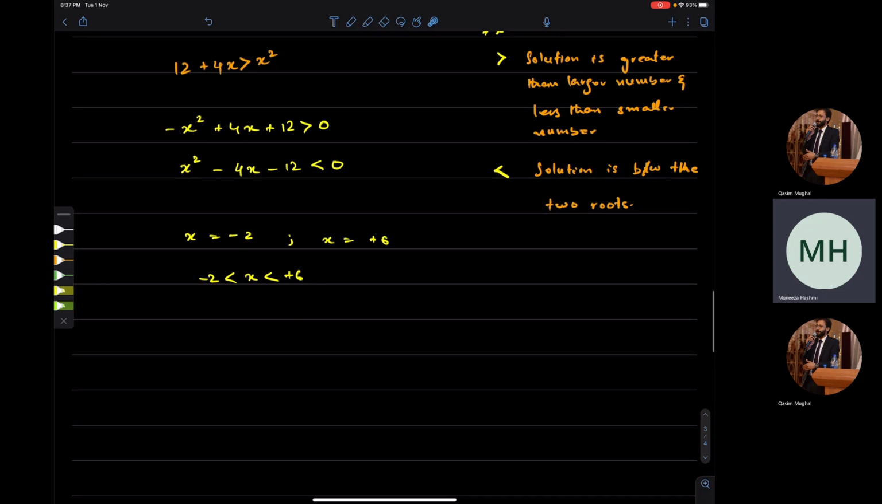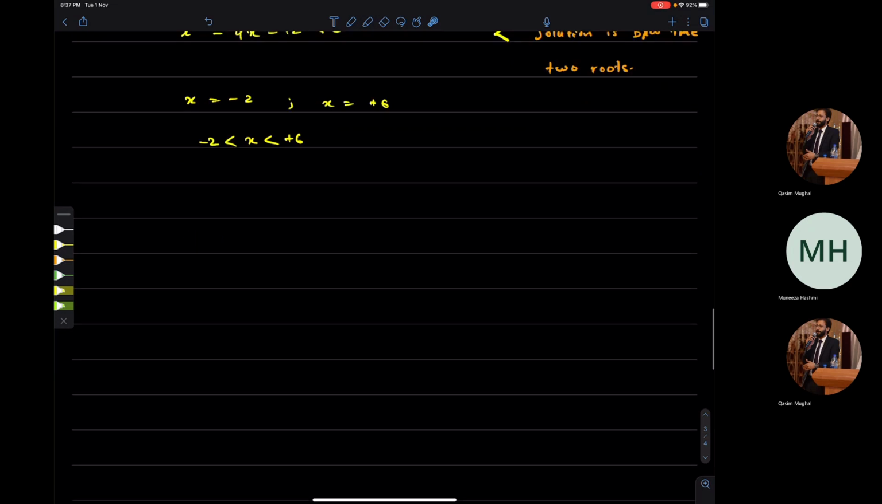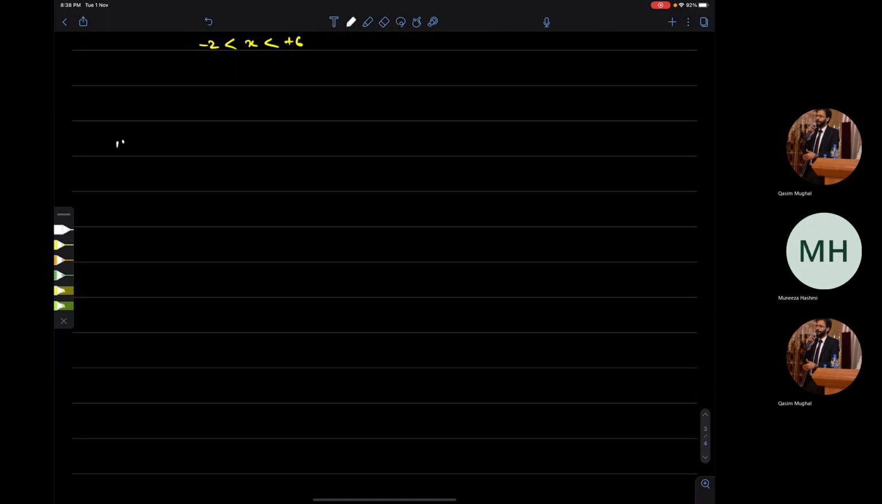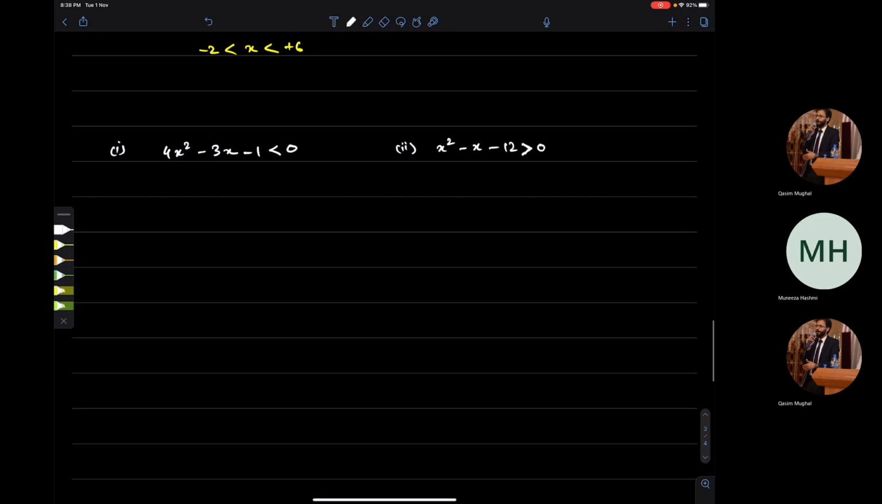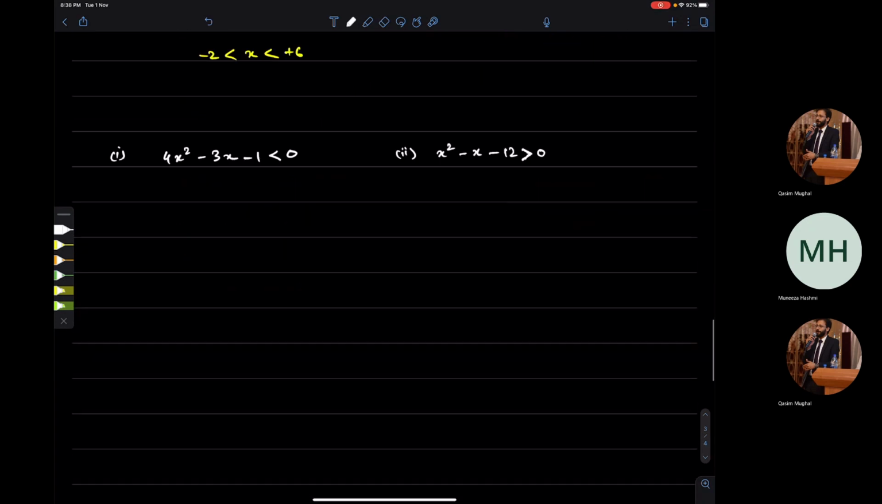Yes, sir. All right, so should we do one more question? Yes, sir. All right. So 4x squared minus 3x minus 1 is less than 0. And then also do this one: x squared minus x minus 12 greater than 0. So one is the case of less than and one is the case of greater than. Okay?